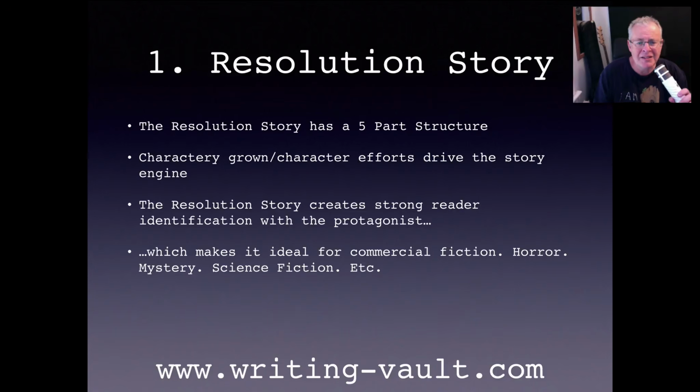That makes it ideal for commercial fiction, which could be horror, mystery, science fiction, that kind of stuff. And a film example is Rocky. This has a resolution story.